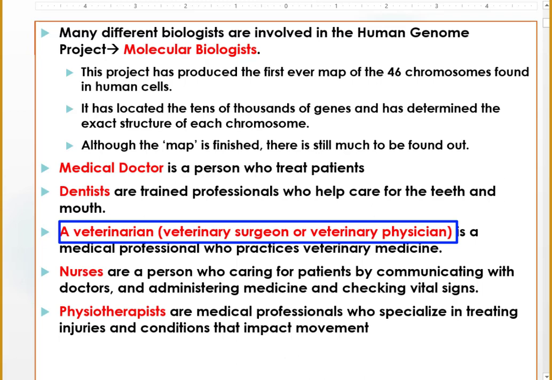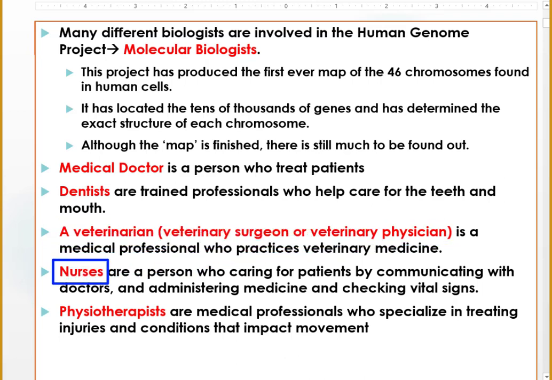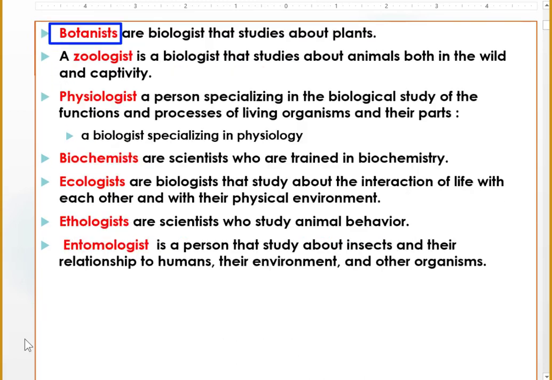A veterinarian or veterinary surgeon, or what we call a veterinary physician, is a medical professional who practices veterinary medicine. They manage a wide range of health conditions and injuries in non-human animals. Nurses are people who care for patients by communicating with doctors, and they also administer medicine and check vital signs of disease. Physiotherapists are medical professionals who specialize in treating injuries and conditions that impact movement.